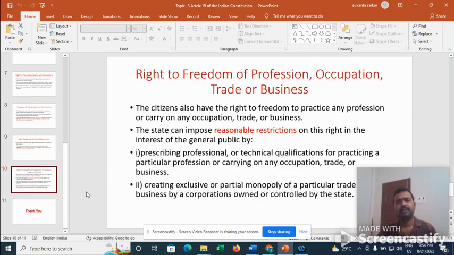Right to freedom of profession, occupation, trade or business. The citizens also have the right to freedom to practice any profession or carry on any occupation, trade or business. The state can impose reasonable restrictions on this right in the interest of the public by prescribing professional or technical qualifications for practicing a particular profession or carrying on any occupation, trade or business, and creating exclusive or partial monopoly of a particular trade or business by corporations owned or controlled by the state. For starting medical practice, one has to pass an MBBS degree. This kind of professional qualification can be imposed by the state.